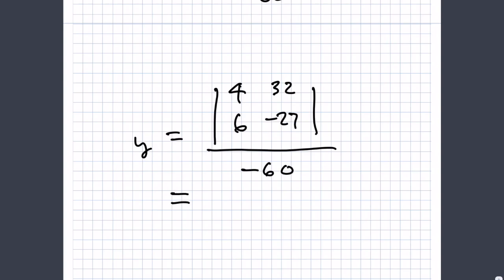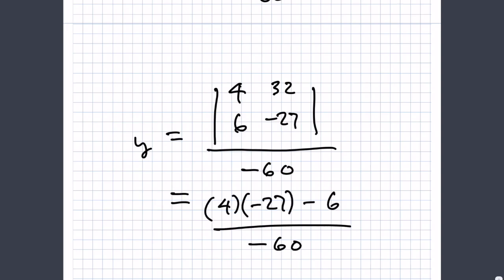Okay, so the bottom's still minus 60, and then I do 4 times minus 27 minus 6 times 32. I get minus 300 on the top, and so the y value is 5. Alright, so there's the solution.